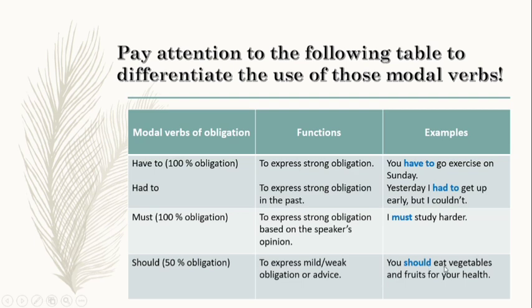You should eat vegetables and fruits for your health. If we use the modal should here, it means that it's an obligation, but it's more of an advice for someone. You can eat vegetables or fruits, or you cannot eat vegetables and fruit. It's up to you. So should here, its function is weak obligation and also advice.